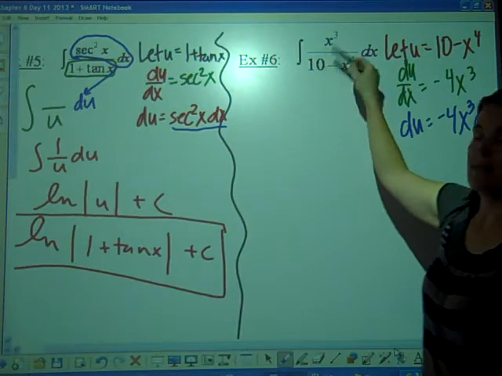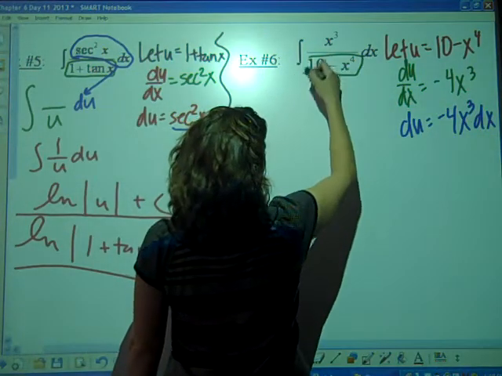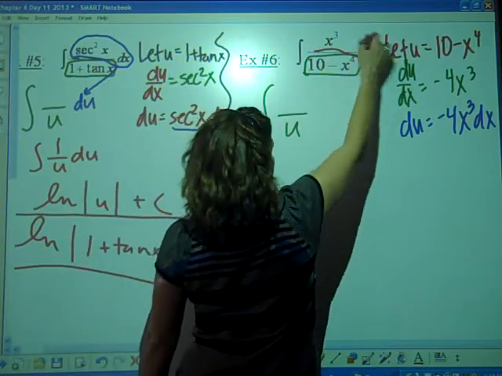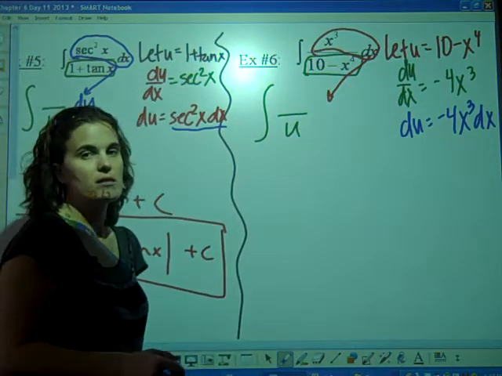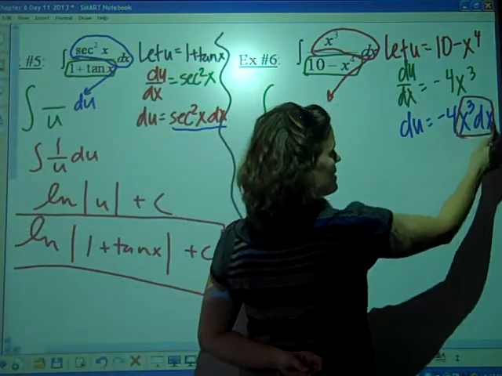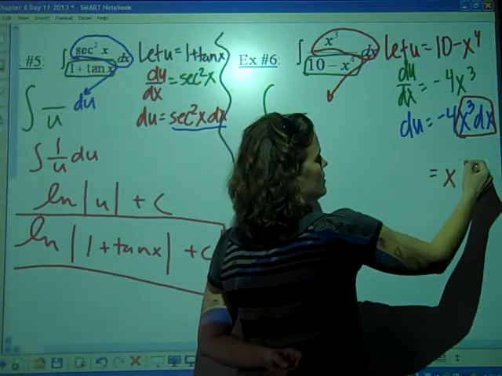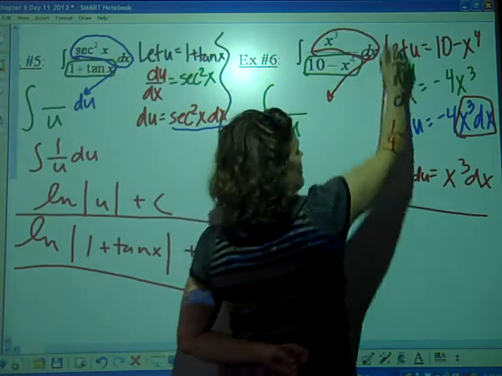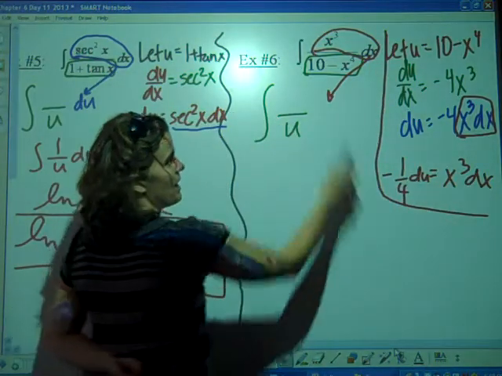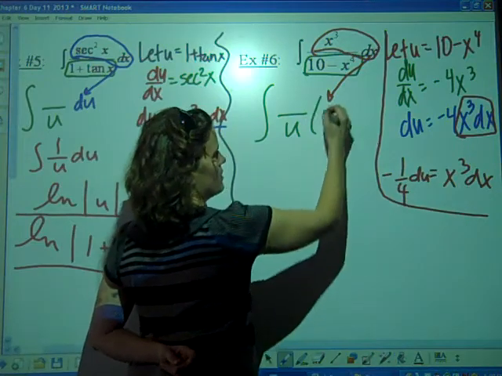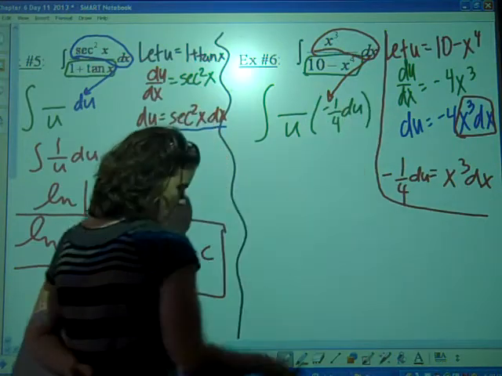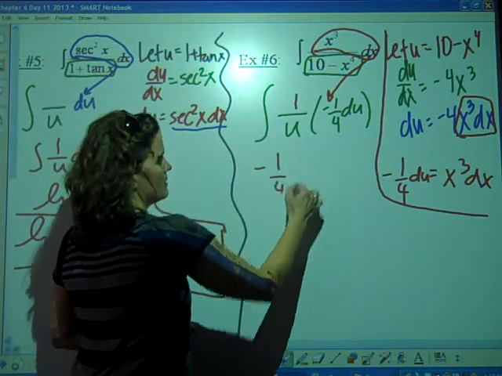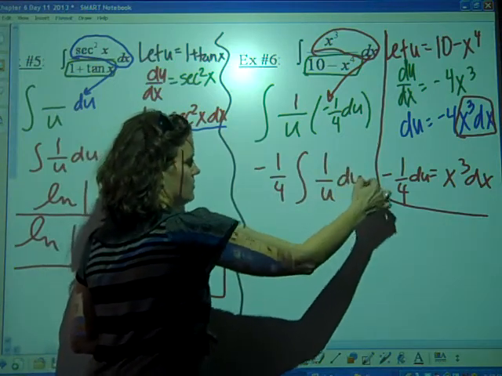And I come back over here and I'm trying to rewrite this problem all in terms of u. So that was my u, so I have the integral of u downstairs. And then x cubed dx is what I need to isolate over here. If I isolated that, I would divide both sides by negative 4. So x cubed dx really equals negative 1/4 du. So I'm going to replace x cubed dx with negative 1/4 du, and then pull any constants out in front. So negative 1/4 times the integral of 1 over u du.